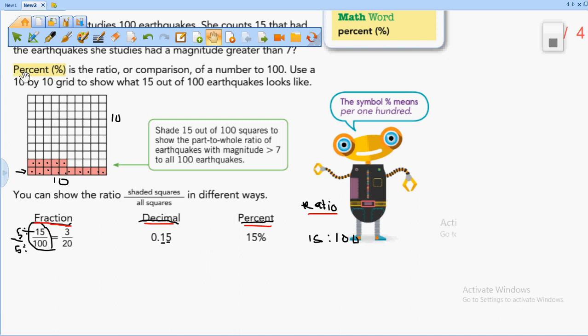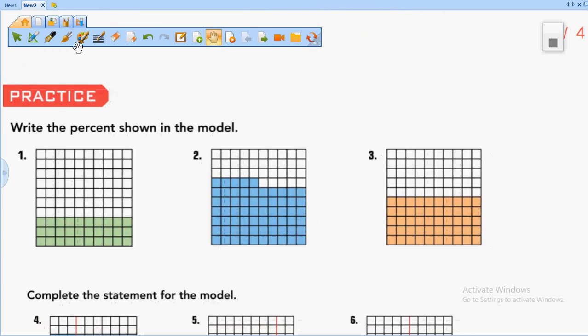Now, I think you have an idea about percent. Again, per means every, cent means 100, so it means per 100. Now, write the percent shown in the model. Look, I can say 3 multiplied by 10. So 3 times 10, it's 30, or you can say 10, 20, 30%.